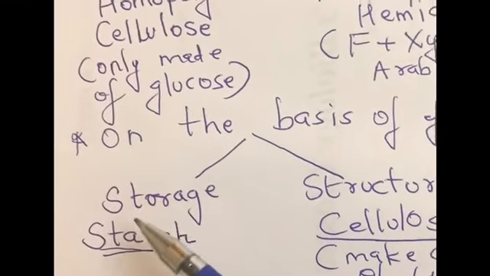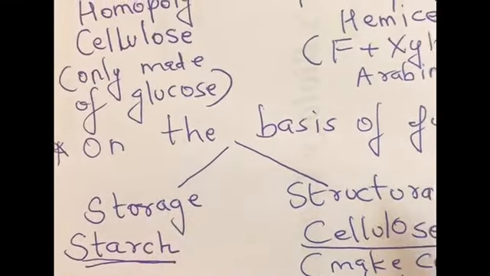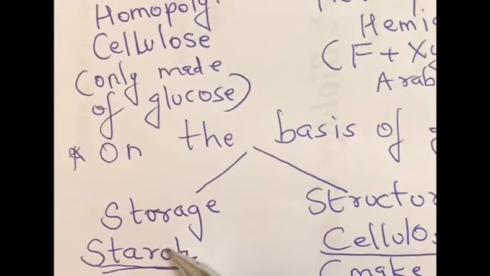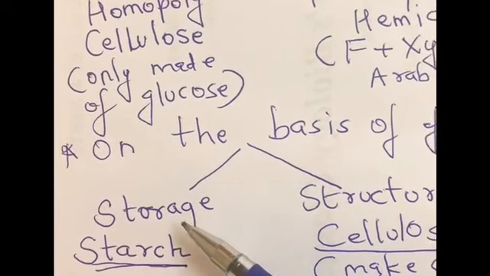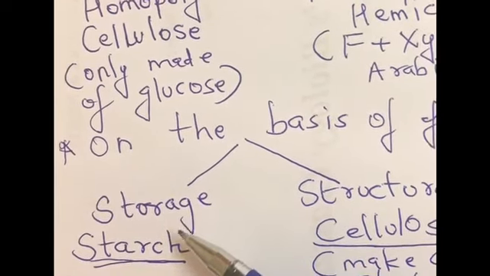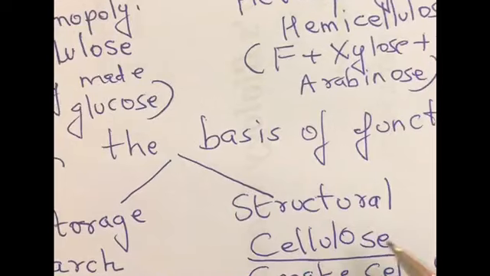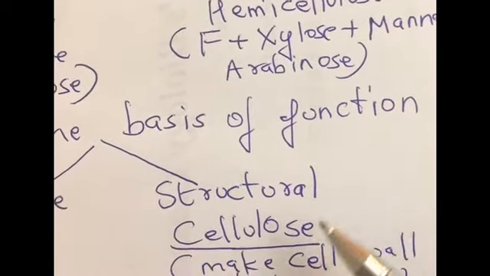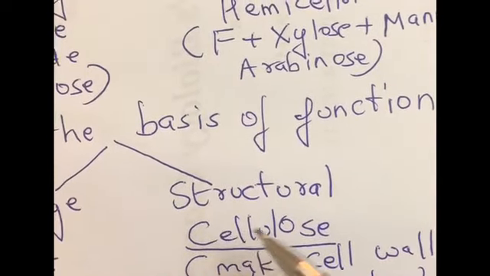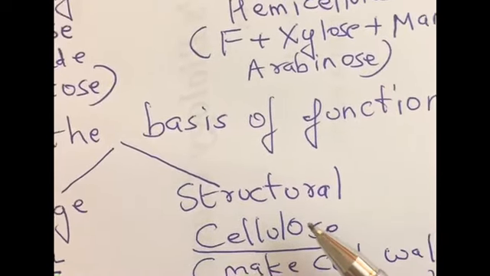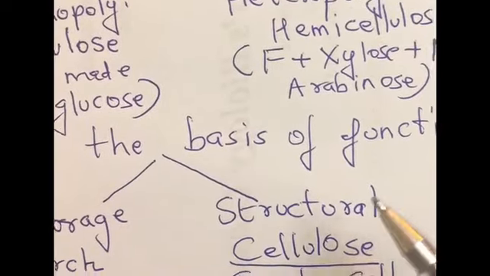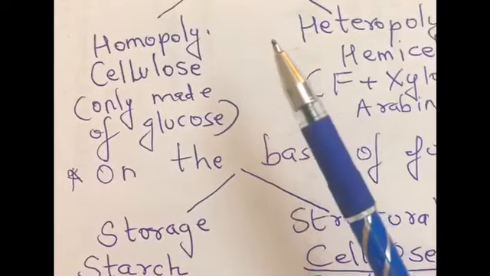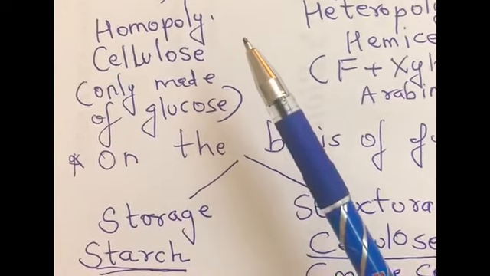Then on the basis of functions, it's storage and structural. In storage, if we take the example of starch, starch acts as a storage carbohydrate, while cellulose makes the cell wall of a plant. Therefore it functions in a structural manner, so cellulose is the example of the structural polysaccharides. So here we have seen the different types of polysaccharides.